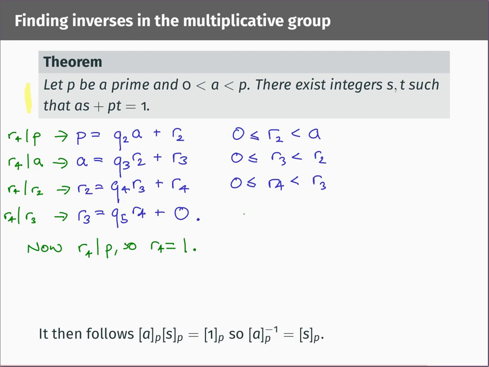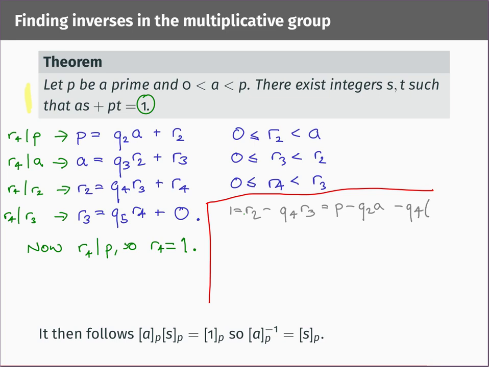Okay, why is that useful to us? Well, what we're going to do now is rearrange things using our knowledge about R4 being 1. So rearranging the third line of equations, let's just make ourselves a little bit of space here. What do I get? I get 1 is equal to R2 minus Q4 R3, which is equal to P minus Q2A, that's substituting for R2, minus Q4, and then we're going to substitute for R3, just moving up one step, so we get A minus Q3 R2.